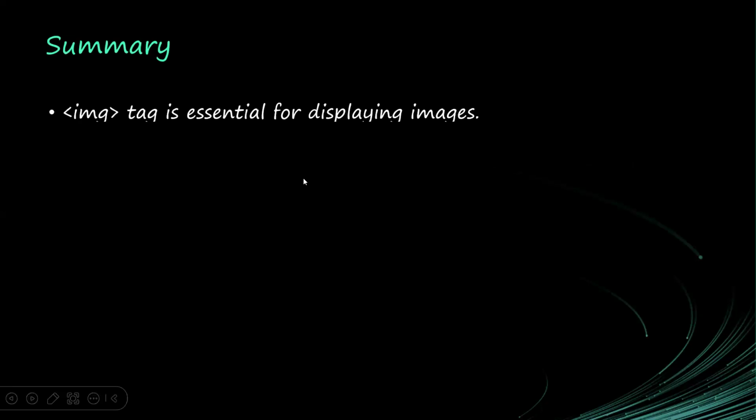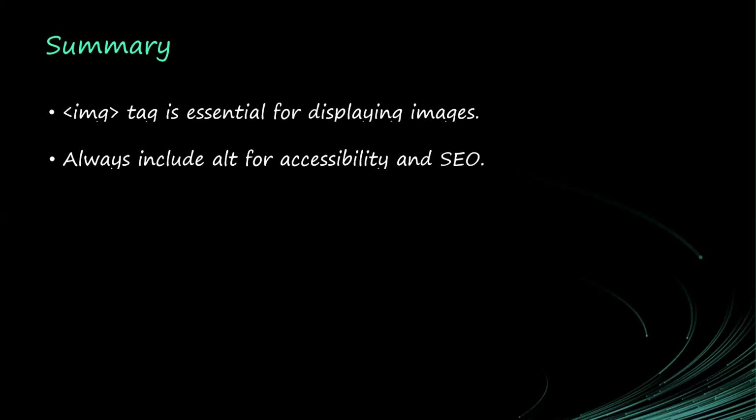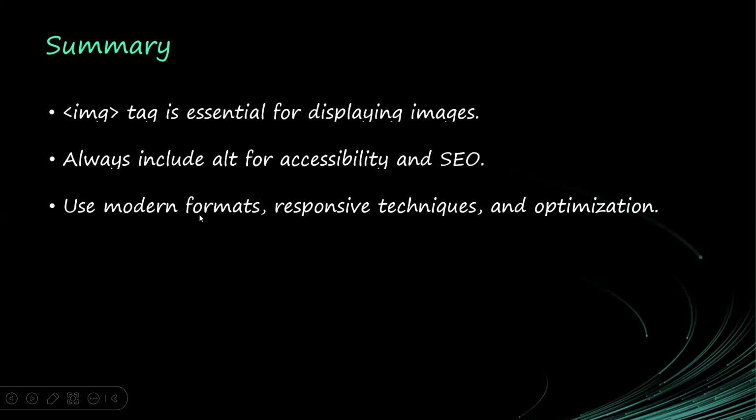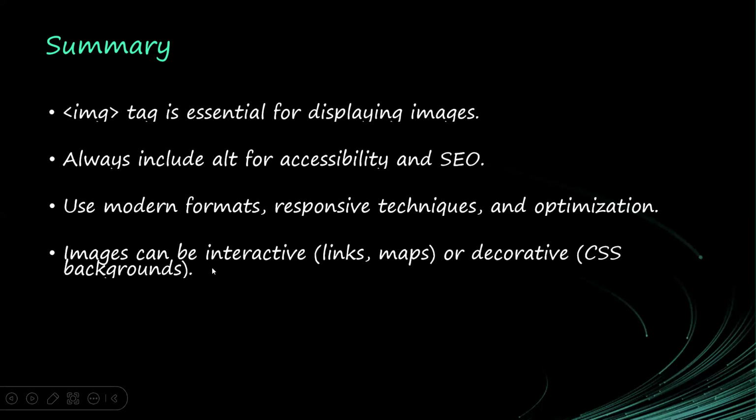So in summary, the image tag is essential for displaying images. Always include alt for accessibility and SEO. Use modern formats, responsive techniques, and optimization. Images can be interactive using maps and links, or decorative using CSS backgrounds.